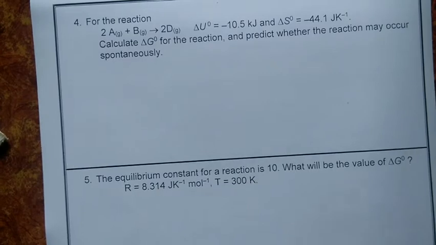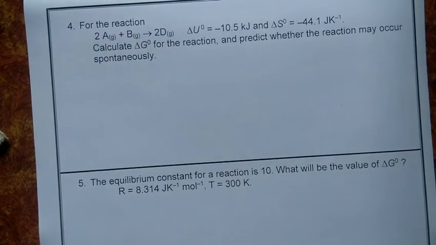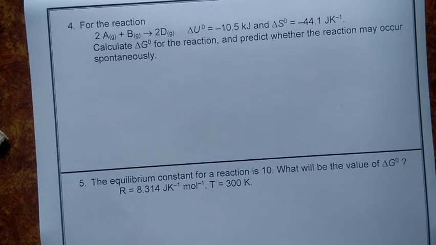Next question. For the reaction 2A plus B giving rise to 2D, delta U naught is given, delta S naught is given. Calculate delta G naught for the reaction and predict whether the reaction may occur spontaneously or not. So we shall check the equation now.